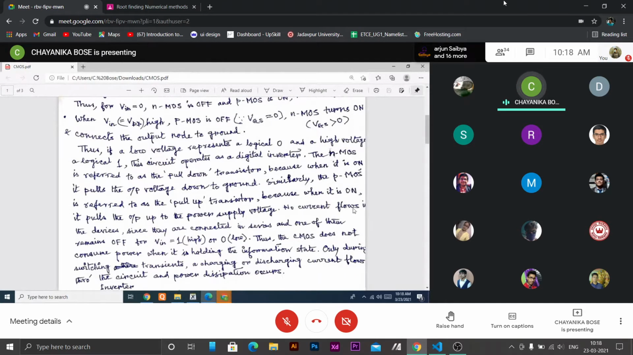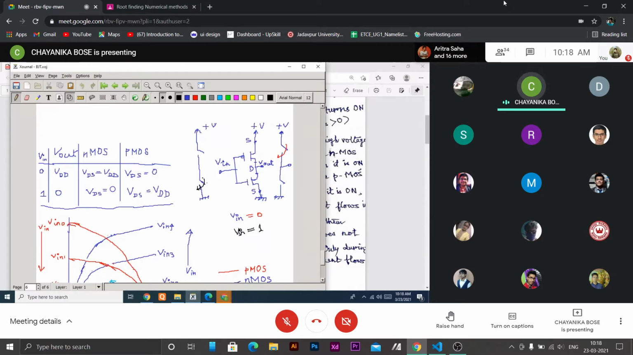Now, no current flows in the device since they are connected in series, and one of them remains off for either V input 1 or V input 0. So there is practically two switches in series, and for output low or high, one of the switches will be shorted, but the other remains off. So there is no path, no continuity of the path for current flow.